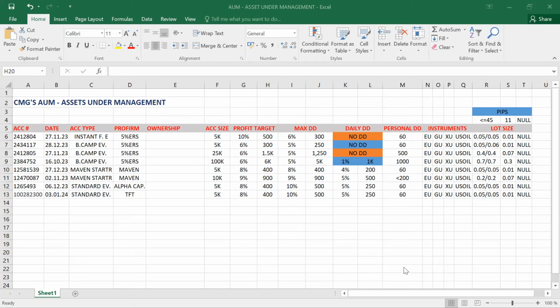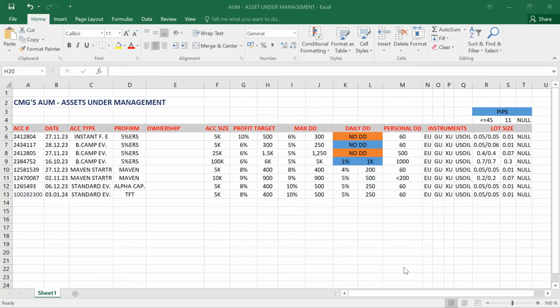I'll just give a brief intro on what a pro firm is. I've used the idea of a pro firm so that I can capture the fields you see: accounts, dates, account type, profile, ownership, account size, profit target, the max DD, daily DD, personal DD, instruments, and then the lot size. If I use this data, it's going to help you understand whatever I'm doing. If I don't use this data, whatever I'm going to teach will become too abstract. But I want it to be practical. So I'm going to do a step by step demonstration. Please stick with me.